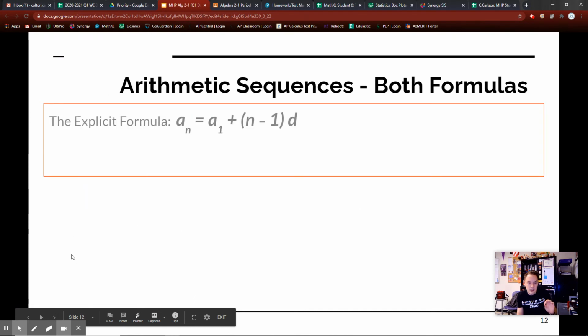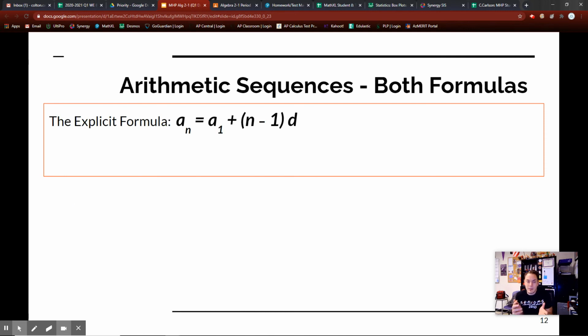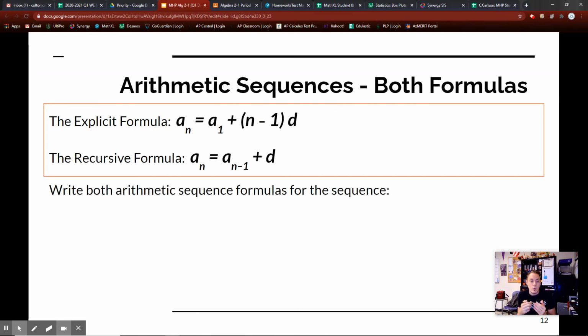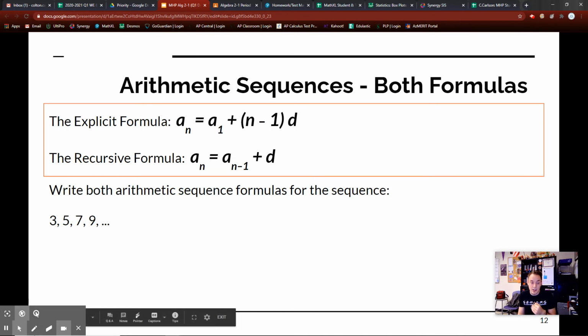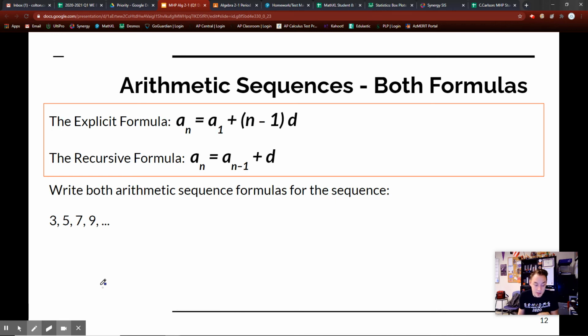Okay, I was scared. So to recap, this is my explicit formula. You already wrote this down. Okay, this is my recursive formula. You already wrote it down. Now write both arithmetic sequence formulas for the following sequence: 3, 5, 7, 9. I'm going to write both formulas down, just in case. So this one isn't actually solving for what this number is. I just need to write both formulas down.